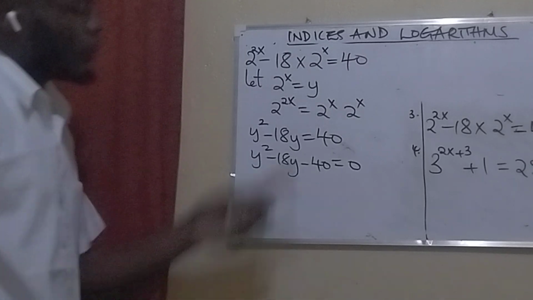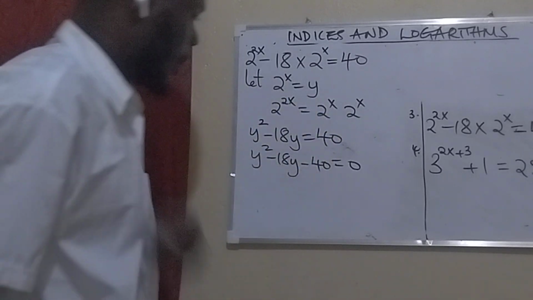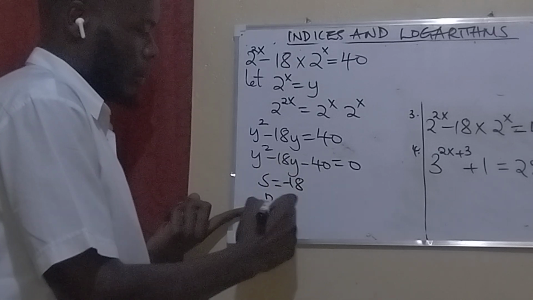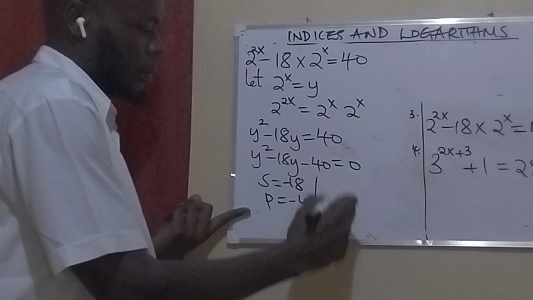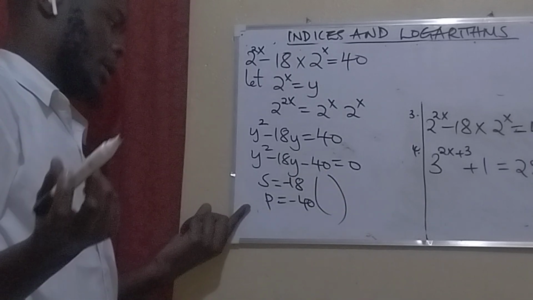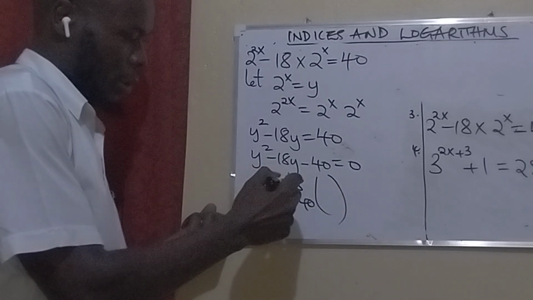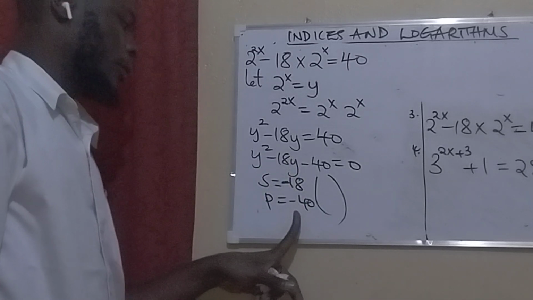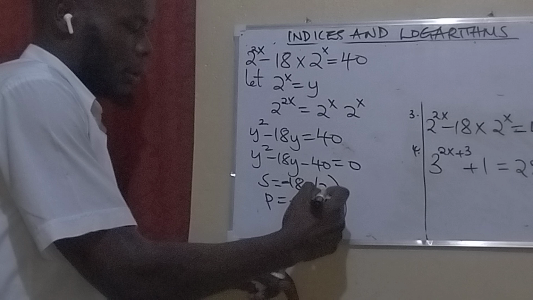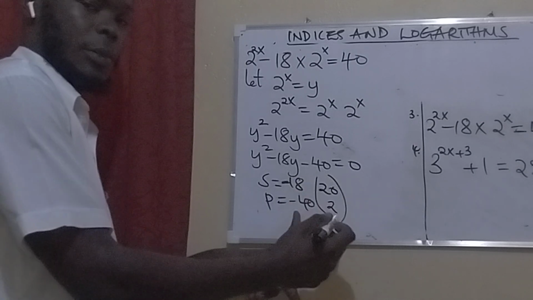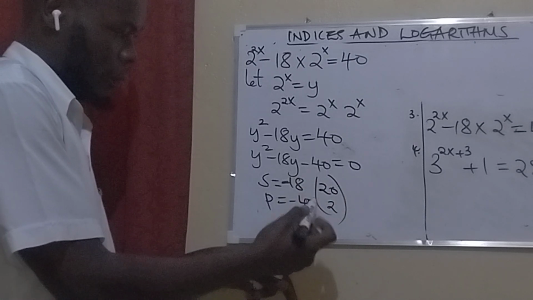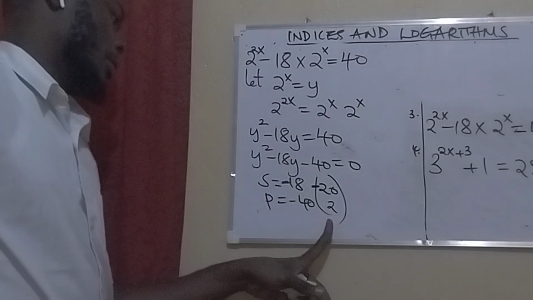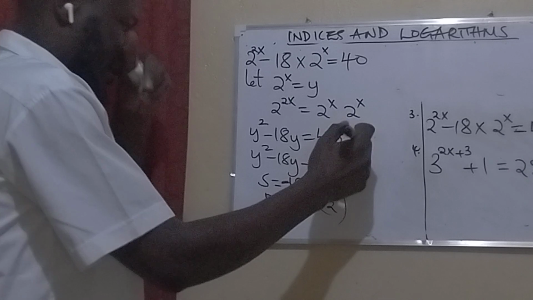This one is a quadratic equation, so you'll have y squared minus 18y minus 40 equals to 0. Positive 40 to this side, it has become negative. So the sum is negative 18, product is negative 40. So find two numbers. When you add, you get negative 18. When you multiply, you get negative 40. So we have 20 times 2, we get 40. So one of them should be negative, so negative 20 and 2. So that when you add, you get negative 18.